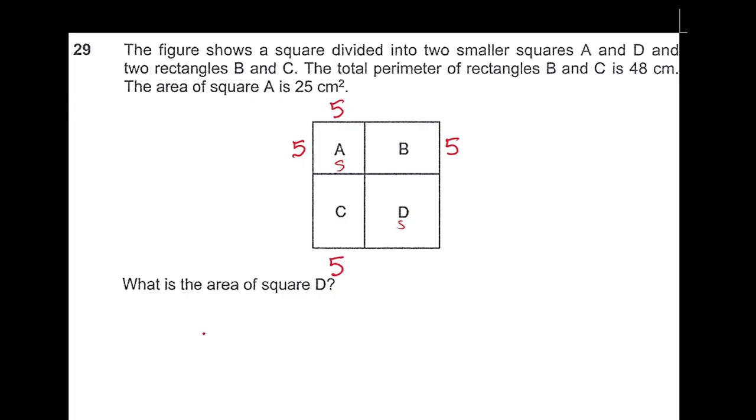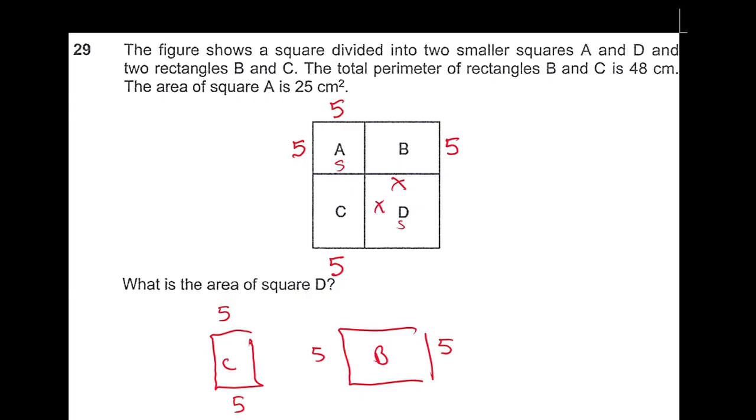If you look at B and C, this is C. So on top has to be 5, below has to be 5. Looking at B, it has to be 5, it has to be 5. This length and this length we do not know, but we know that D is a square. So if we call it X, this must be X, this must be X, this must be X.